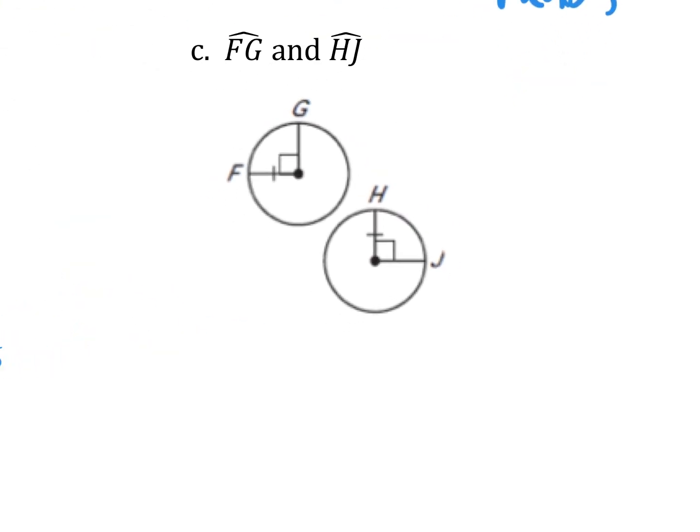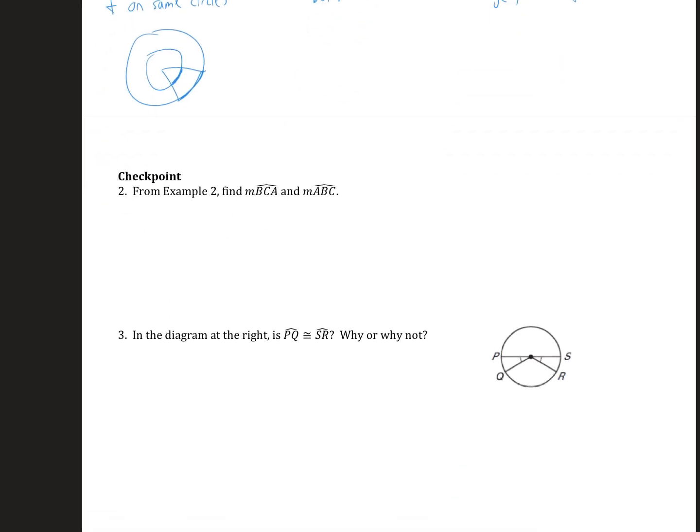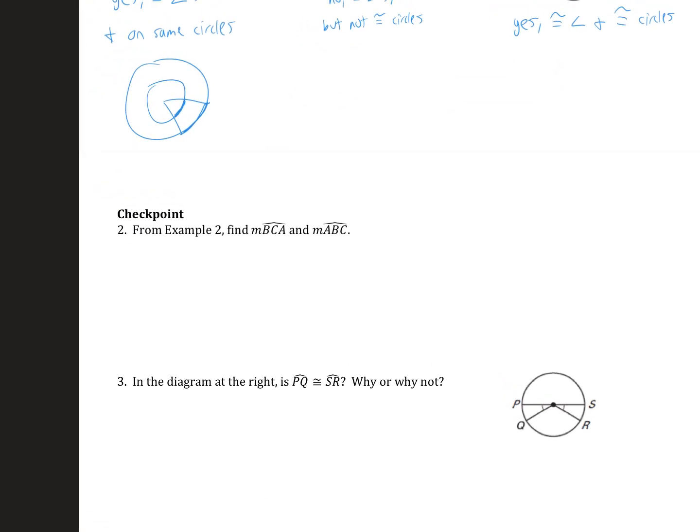Well, the angles are the same. They're both 90 degrees, and also we know these radii are congruent, so that means that they are congruent circles. These are going to be yes. They are congruent angles and congruent circles. Okay, so that's how we prove these arcs are going to be the same. All right, we have some checkpoints here. Why don't you go ahead and try these, see how you do.